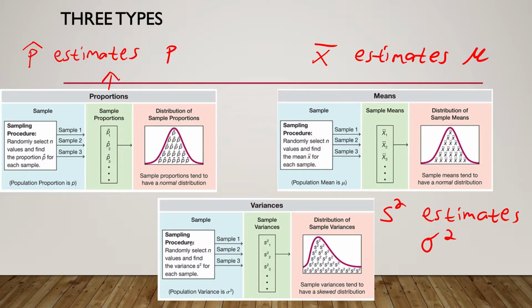So we would randomly select n values and find the sample variance s squared for each sample. Again, we do this a whole bunch of times. We have a whole bunch of samples, a whole bunch of sample variances. But now, this particular distribution is not a normal distribution. It is indeed a skewed distribution, as noted here. And this skewed distribution does have a fancy name attached to it, the F distribution, but we'll talk more about that during a later lesson. For the time being, just point out that it's skewed.